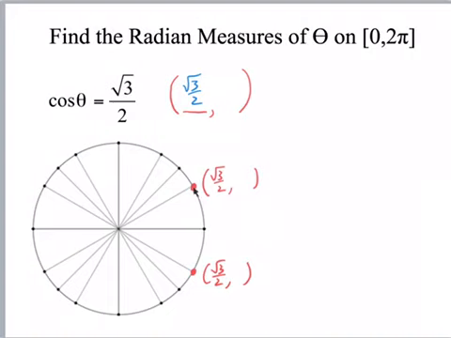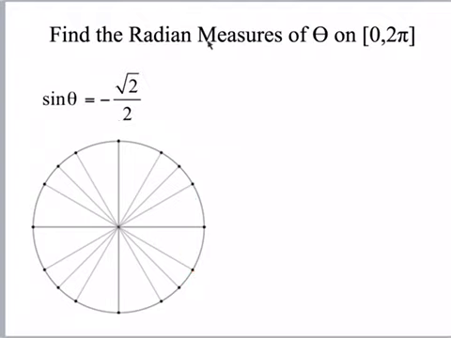Okay, so then what is that angle in radians? What we'll notice is for this one, that is pi over 6, and for this one, it's 11 pi over 6. So theta is equal to pi over 6 and 11 pi over 6, my two answers, where the cosine would be equal to that. So find the measure of theta from 0 to 2 pi of this.